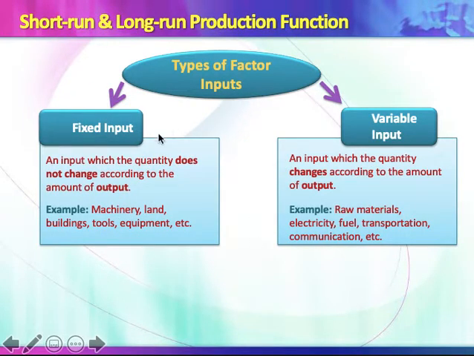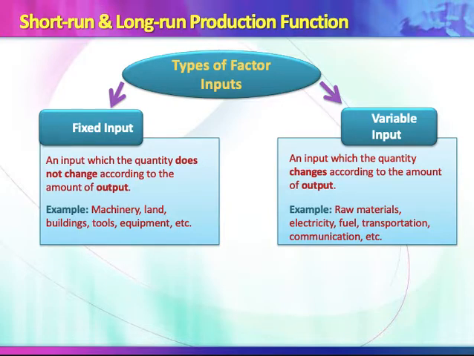For the types of inputs, there are 2 types. The first one is fixed input and the second is variable input. Fixed input, from the word fixed, tetap, means that the quantity of the input does not change. It remains constant. For example, machine. You want to produce 100 burgers, for example. You use 1 machine. If you increase your output to 1,000, you still use 1 machine. So the quantity of machine does not change. That is the example for fixed input.